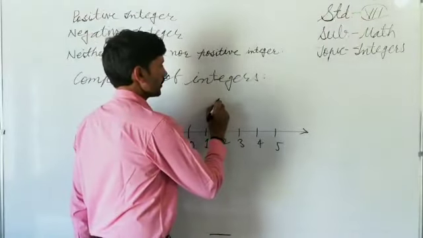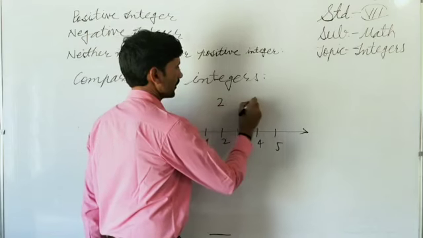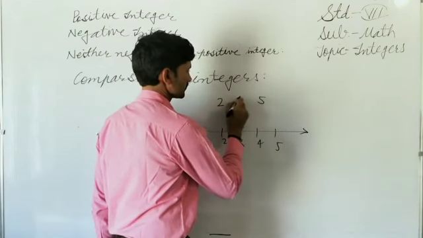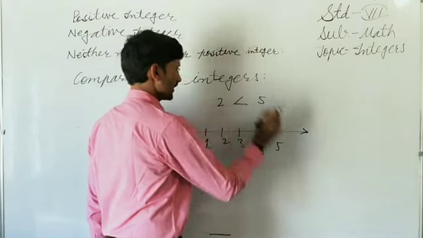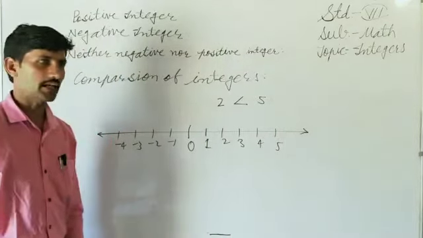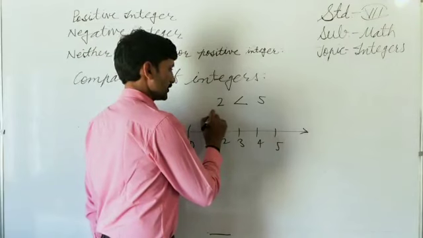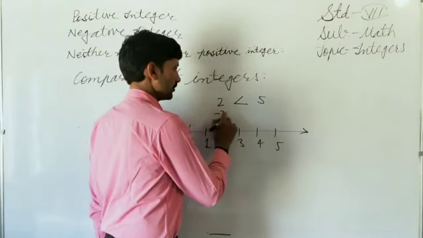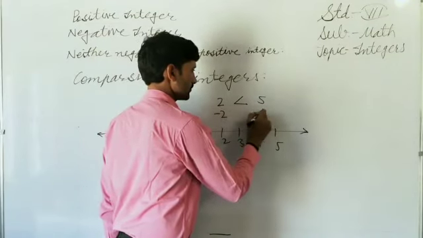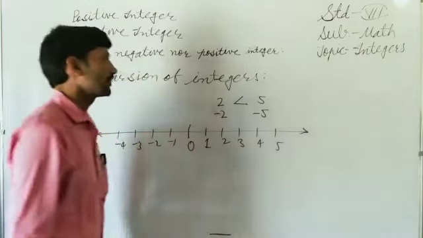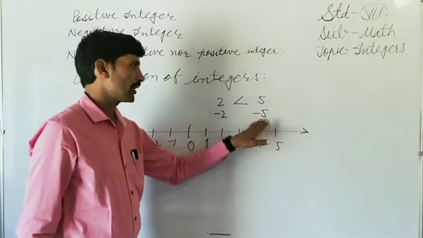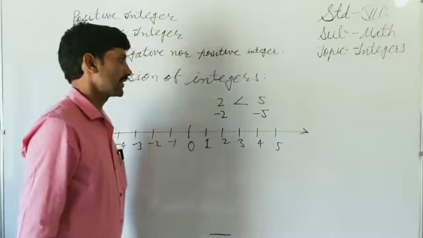We know, look at this, 2 and 5. We know 5 is greater than 2. Now write the negative of 2. Its negative is minus 2, and the negative of 5 is minus 5. Looking at the number line, in minus 2 and minus 5, which integer is greater?